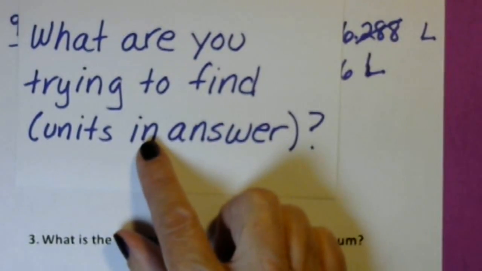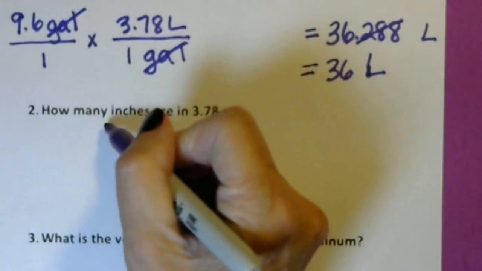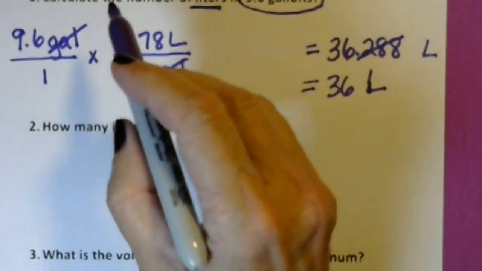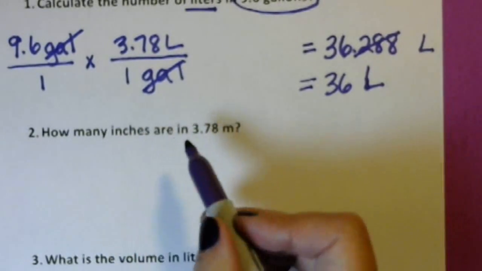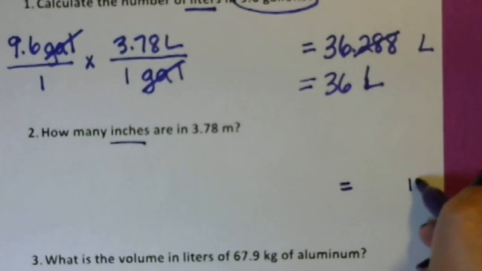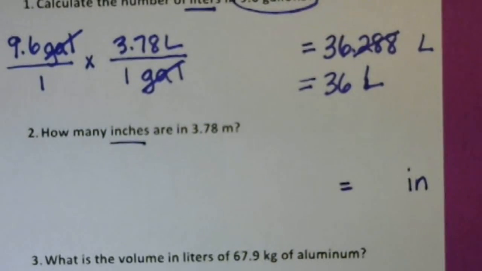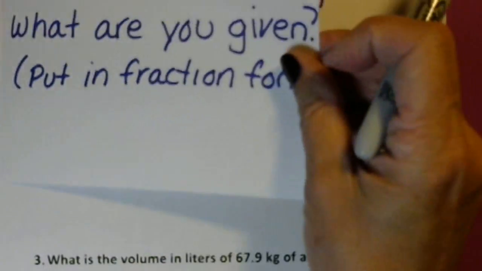Step 1, what are we trying to find? So let's read this. How many is the key phrase. Notice last time it said calculate was the phrase. This time it says how many, but then we have inches. So I'm looking for equals inches. So that's step 1. We're done with that. Most people find that an easy step.